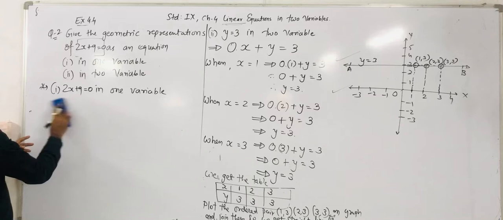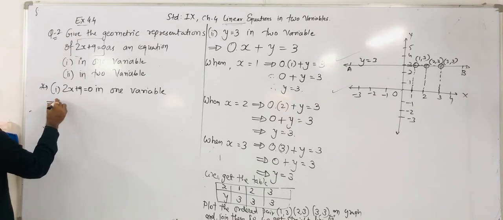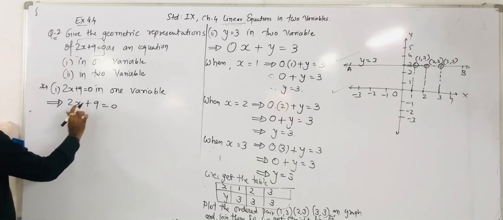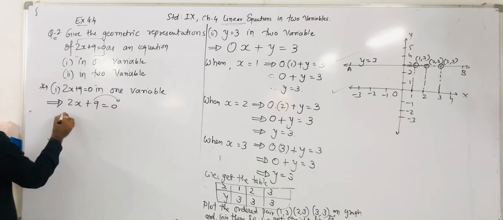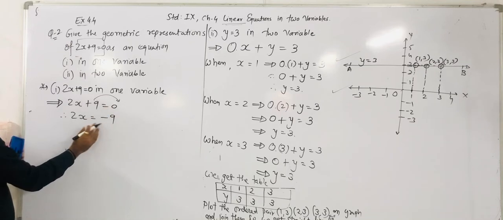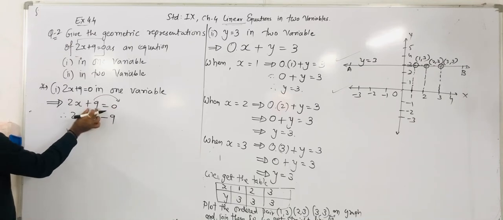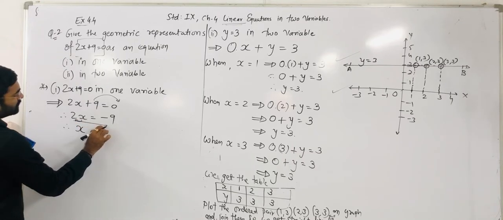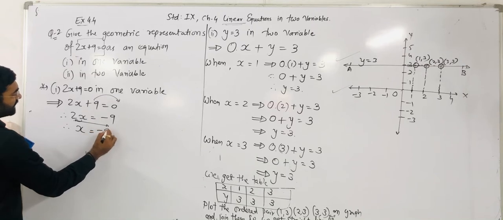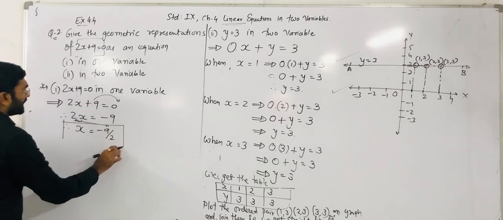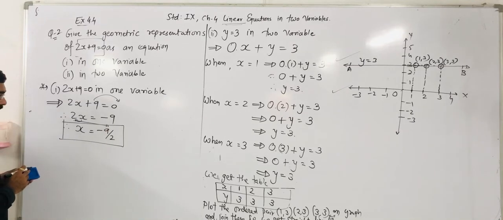So how can we find the x value? Here it is given 2x plus 9 is equal to 0. Plus 9 goes to the right hand side, so it becomes minus 9. Right? Plus 9 goes to the right hand side, so the plus sign becomes a minus. Now to find the x value, the 2 which is multiplied with x goes to the right hand side in the denominator. So we get x value as minus 9 by 2.